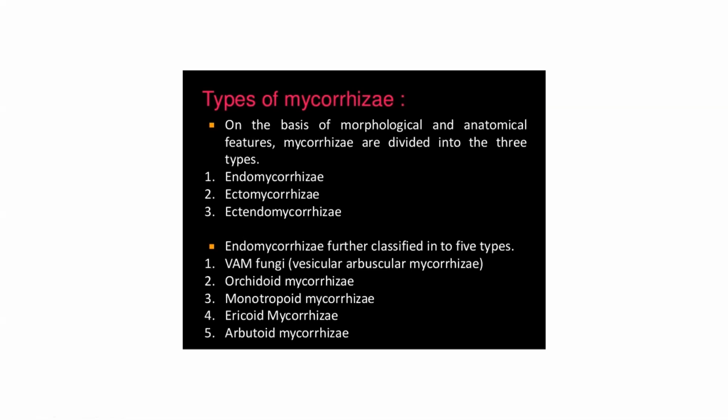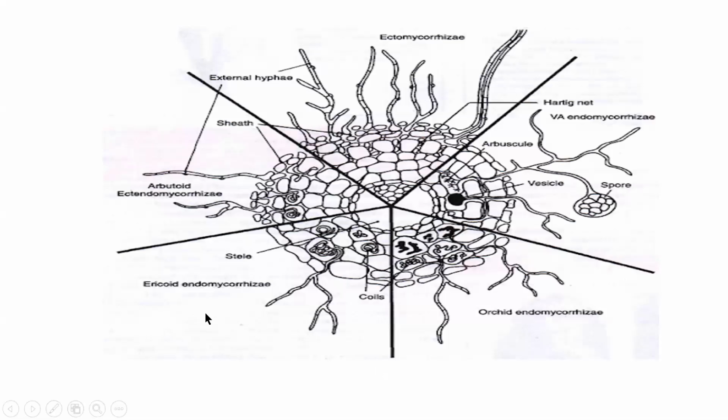So in that, specific plants belonging to Ericales will have a specific mycorrhizal association. So you have ericoid mycorrhiza, you have arbutoid mycorrhiza. These are the three main types of mycorrhiza: endo, ecto and ectendo. Under endomycorrhiza you have five types based on the morphology and anatomy of the mycorrhiza. So these are the basic types of mycorrhiza: ectomycorrhiza, VAM, and then orchid endomycorrhiza, ericoid endomycorrhiza, arbutoid endomycorrhiza.